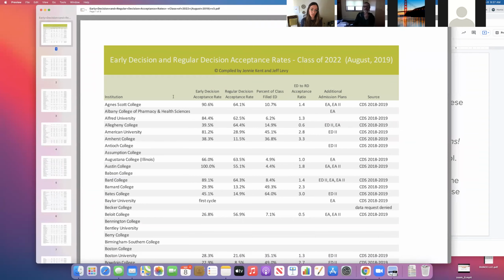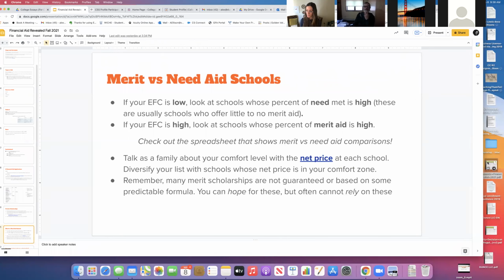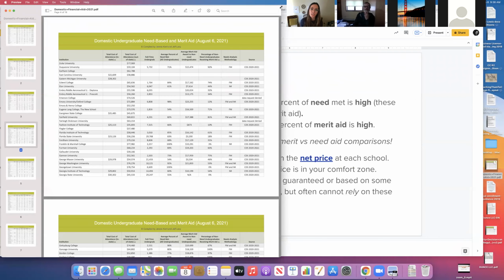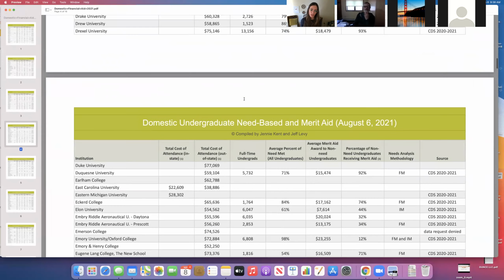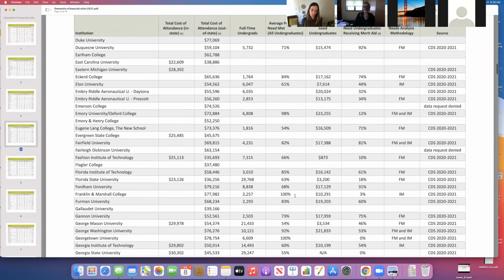And it's super helpful because it basically shows you the percentage of, I'm sorry, that's the wrong one. That's regular decision, only decision. Hold on one second. I've got it right here. It shows you the percentage of need met versus merit. So how we use this is we find the school and we look at the average percent of need met. If that's 100, that's a school that meets 100% of demonstrated need.